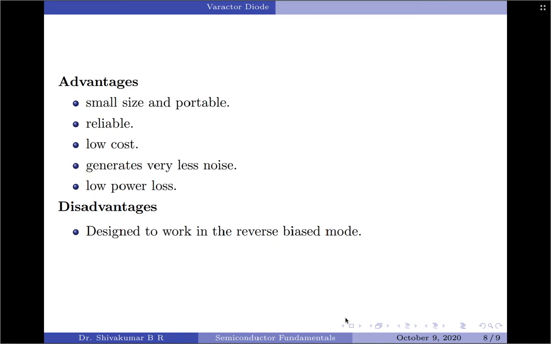Coming to the disadvantages, these type of diodes are specially designed to work in the reverse biased mode. Hence, they are not useful when operating them in forward biased mode.